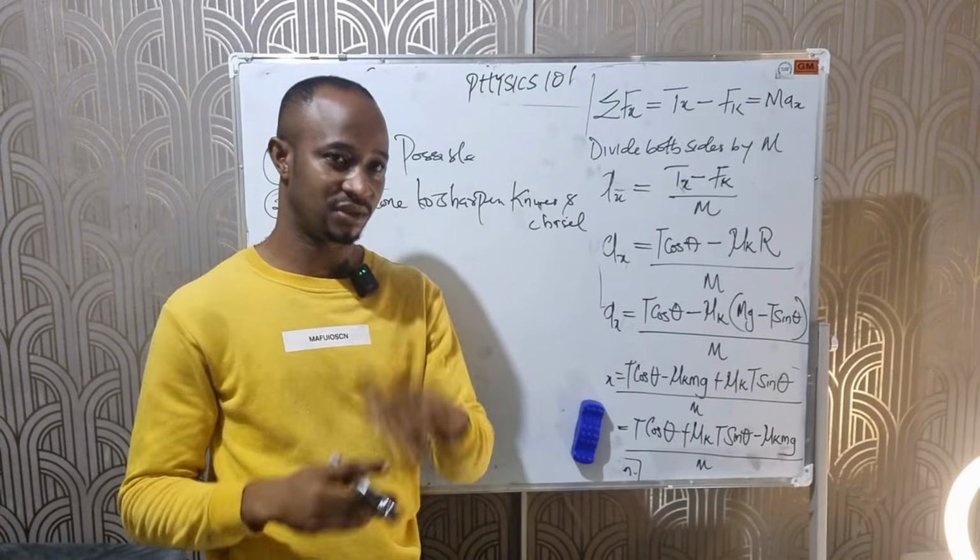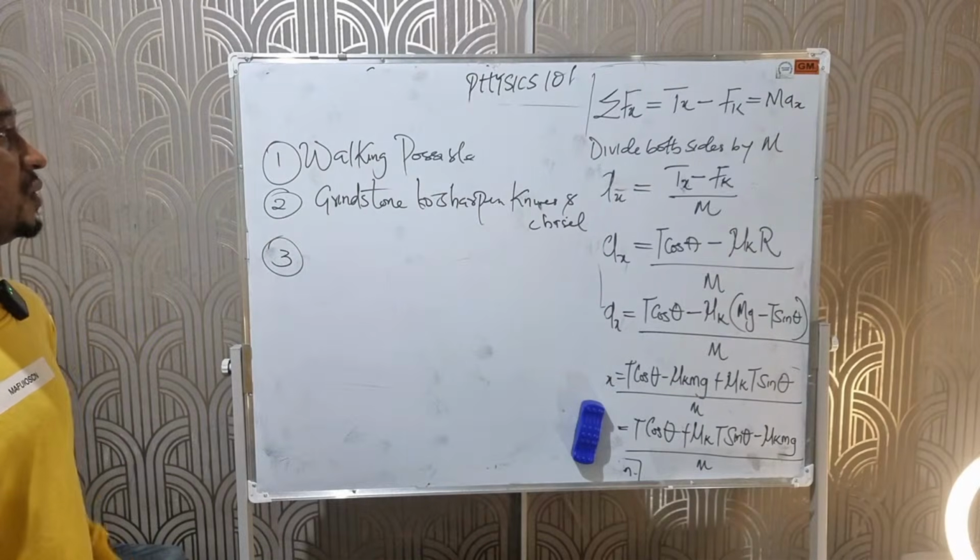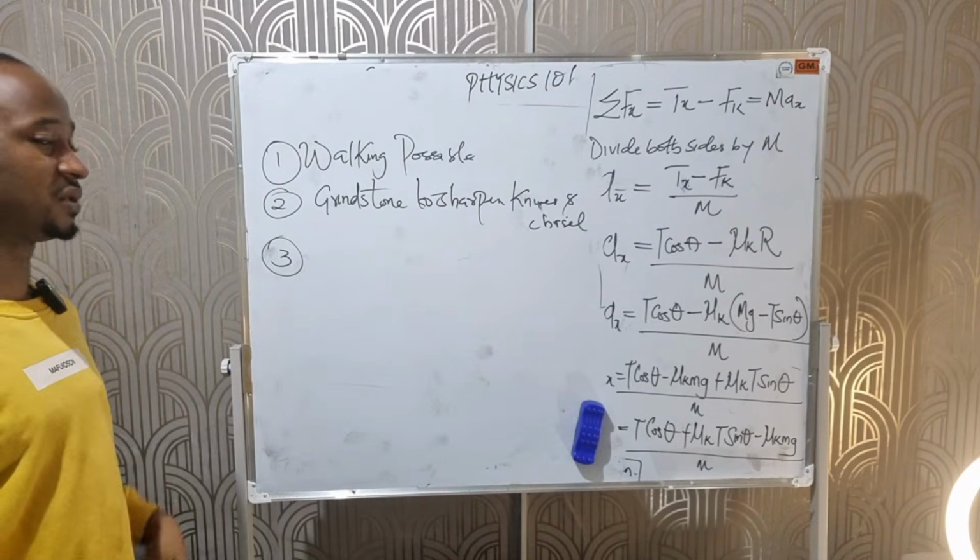We have so many advantages of friction. One is that it makes walking possible. It is used in the grindstone to sharpen what? Knives and what? Chisels, right?